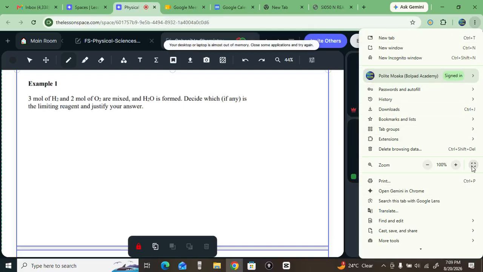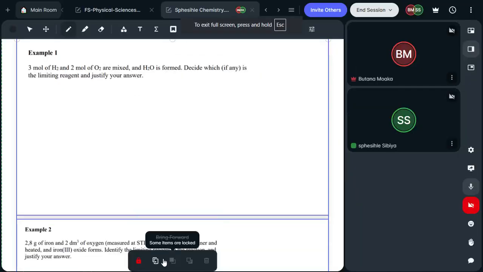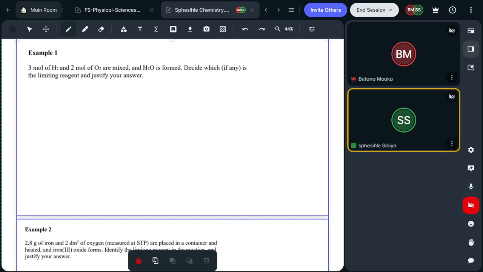Let's work. Now that we understand the difference, we said the limiting reagent is used up in a chemical reaction. So when we say it's used up, what we are saying is that it reacts completely. Do you understand? Yes. Right. So this means that there is not enough to react with all the other reactants. Okay, that's a limiting reagent.